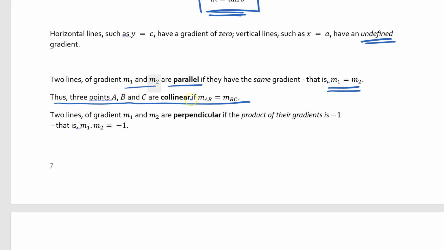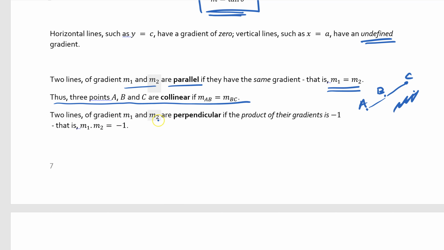This is not quite so obvious, and you probably haven't encountered this before. 3 points are collinear if the gradient of A to B equals the gradient of B to C. Now you might be thinking, well, I can have 3 points and the gradient between two of them can be the same as the gradient between those two, and all that they are is parallel. But the thing is, you need the gradient from A to B to be the same as from B to C. So B has to be on both parts, and the only way we can do that is if the 3 points are on the same straight line and have the same gradient.